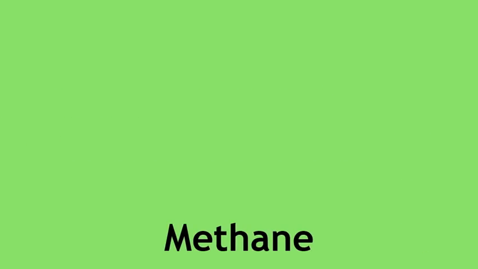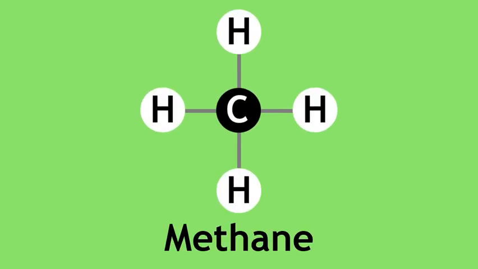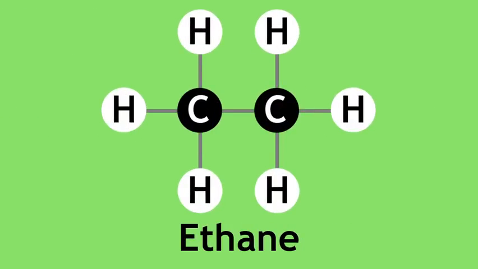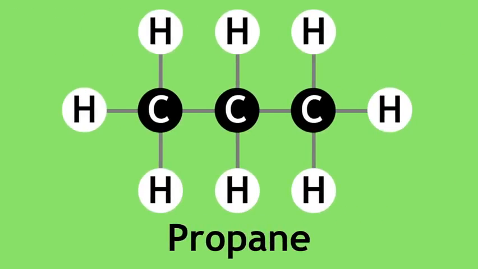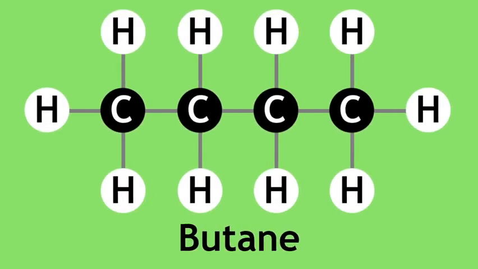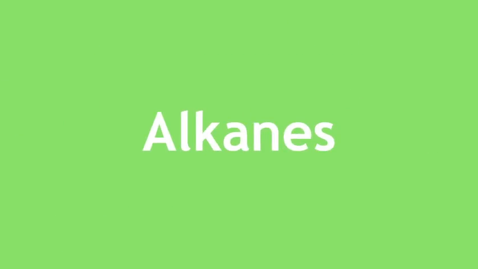The simplest hydrocarbon is methane. It consists of one carbon with 4 covalent bonds to hydrogen atoms. The next in the series has 2 carbon atoms, and this is called ethane, and is followed by propane and then butane, these being the names of the first 4 in the series of molecules called the alkanes.